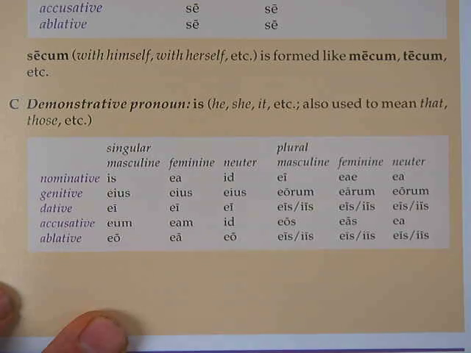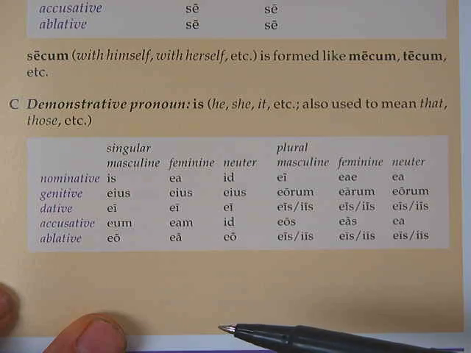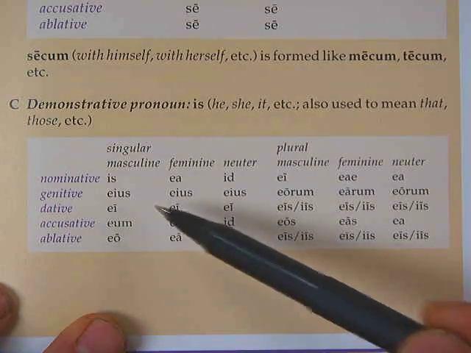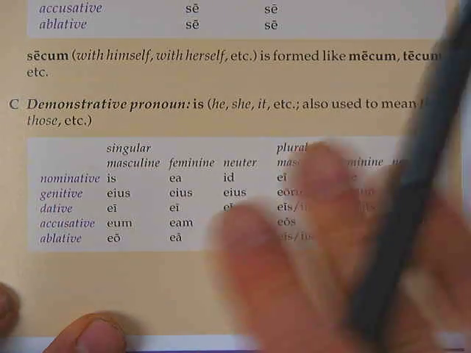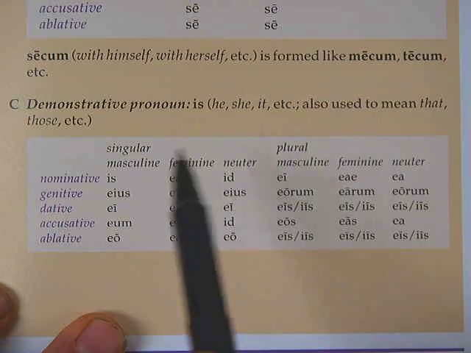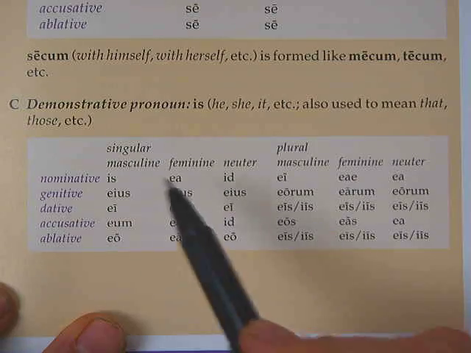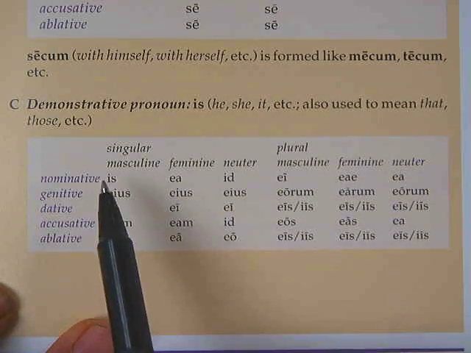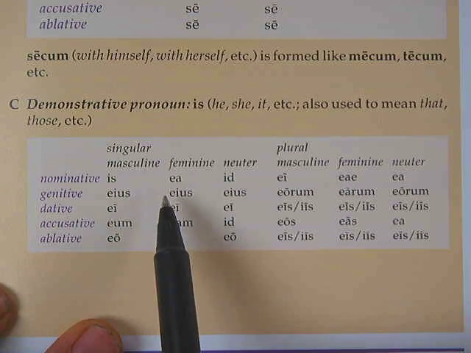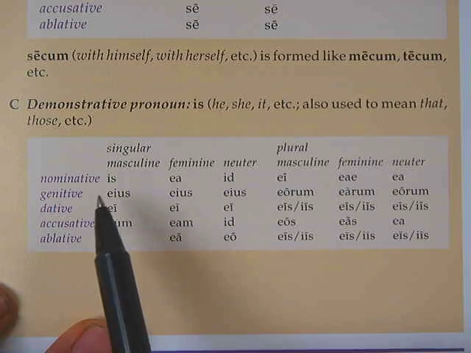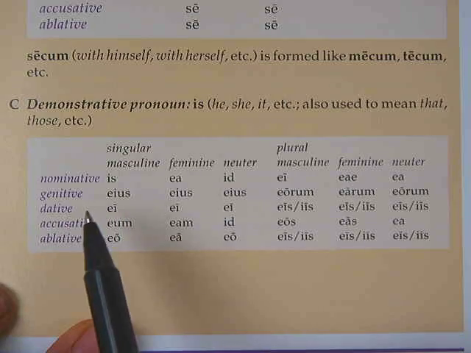Now they have this category here called demonstrative, when you want to demonstrate or show something. And there are several demonstrative pronouns in Latin. The is, ea, id demonstrative pronoun is the weakest one, or it's kind of neutral. It can mean he, she, or it, or it can also mean that, or those, and it goes like this. In the nominative, notice masculine, feminine, neuter are all different. Is is the nominative for he, ea for she, and id for it.